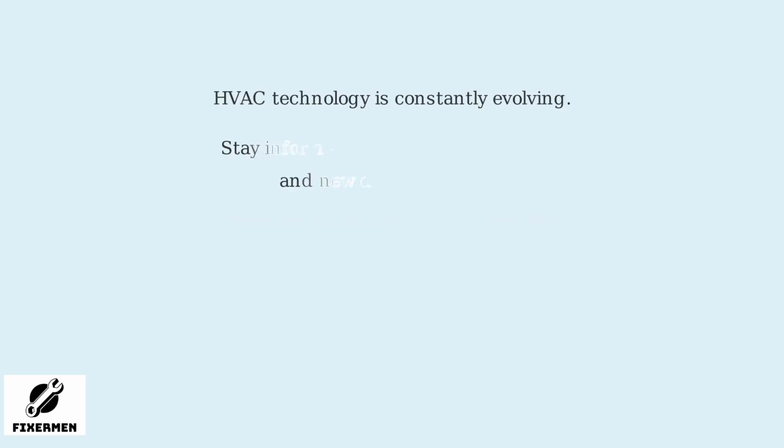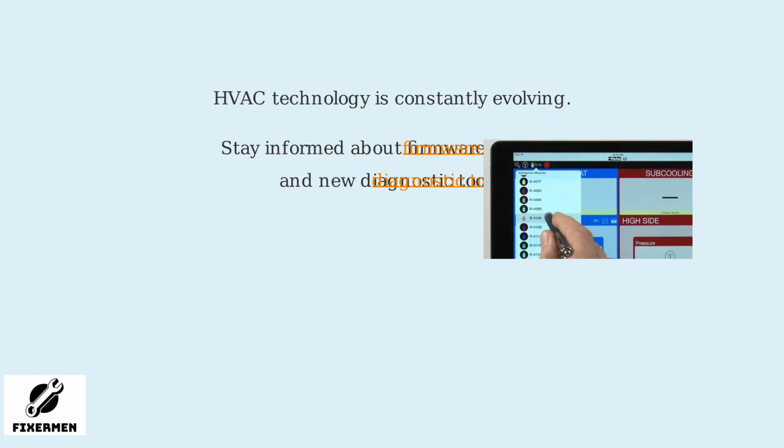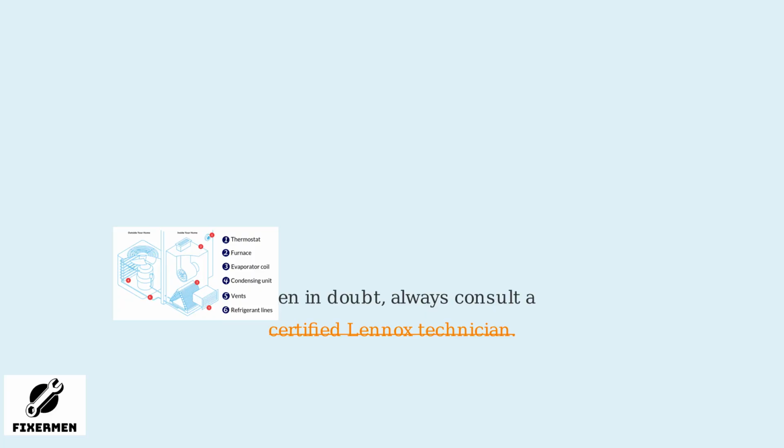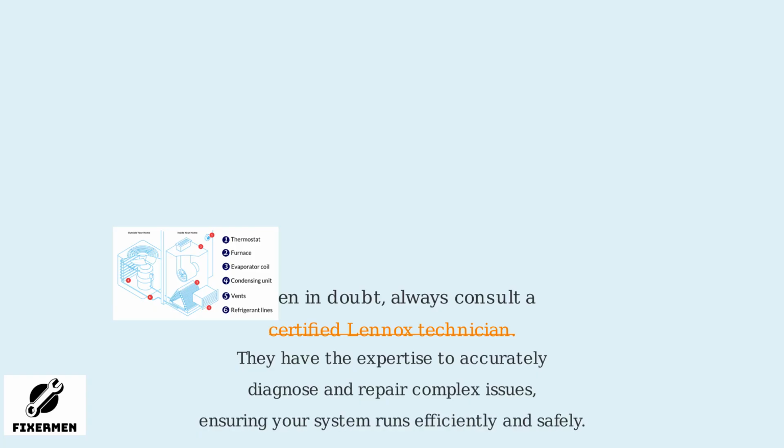HVAC technology is constantly evolving with new firmware updates and advanced diagnostic tools. Staying informed about these developments helps maintain your system's performance. When encountering complex issues like Error Code 201, always consult a certified Lennox technician. Their specialized expertise ensures accurate diagnosis and safe repairs. Technicians can properly diagnose and repair issues, ensuring your system runs efficiently and safely. Don't hesitate to seek their help to prevent further damage.